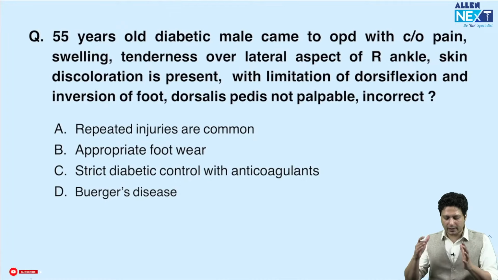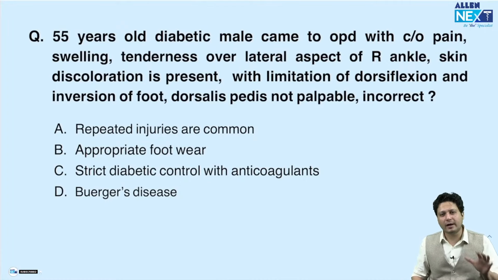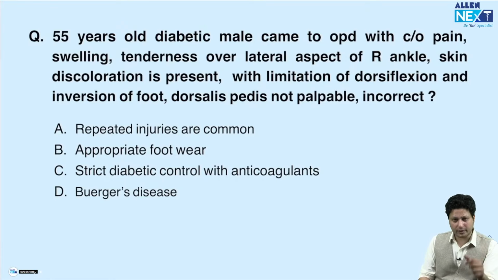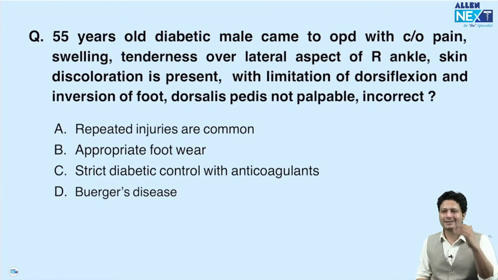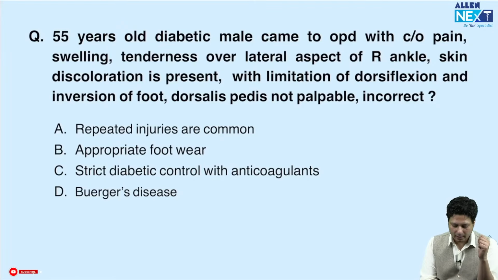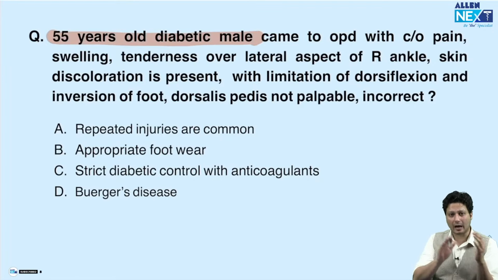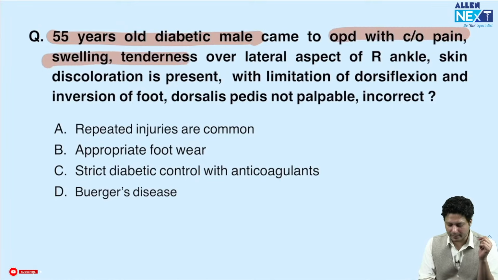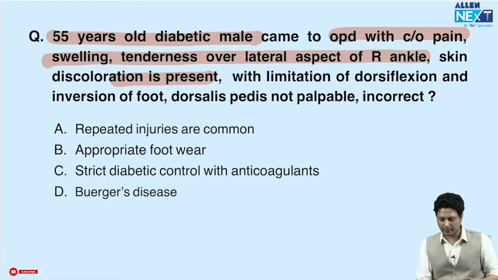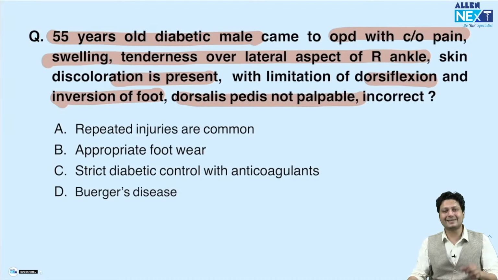Next is a 55-year-old diabetic male who came to, but again a very, very important and conceptual question. This is a topic on the basis of which you can save the patient's life by not performing unnecessarily triggered amputations. Just try to understand. A 55-year-old diabetic male came to OPD with a complaint of pain, swelling, and tenderness over the lateral aspect of the right ankle. Skin discoloration is also present with limitation of dorsiflexion. The patient is not able to dorsiflex the ankle, and inversion of the foot. Dorsalis pedis is not palpable.